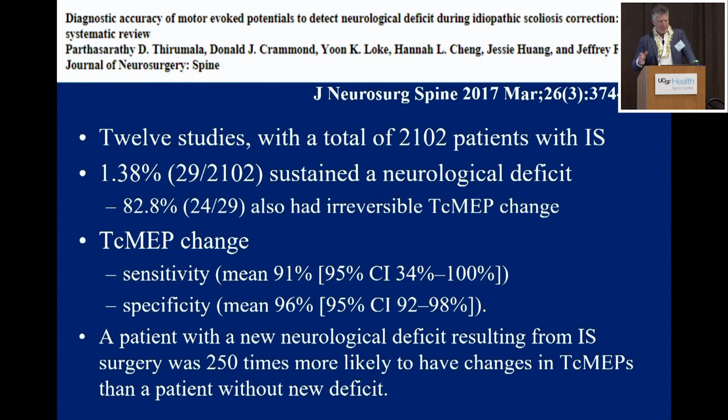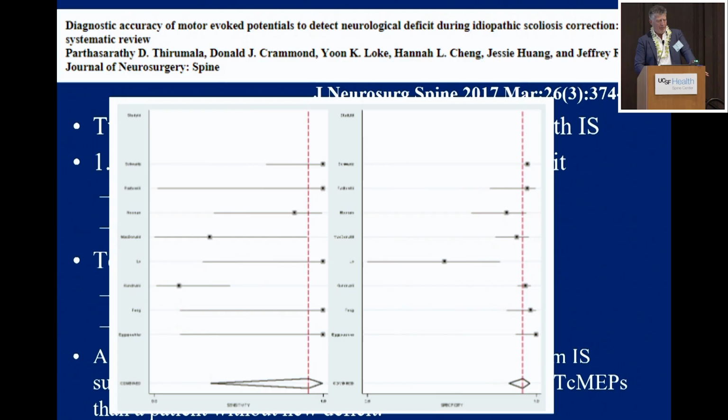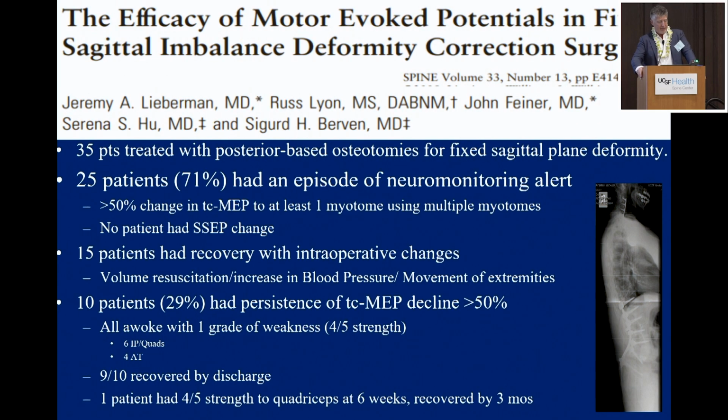And this paper out of the Journal of Neurosurgery suggests that the transcranial motor evoked potentials still have a sensitivity and specificity in the mid-90s. So there are definitely still cases that are missed. And that was a systematic review of the literature. So I want to show you a couple more important points here.